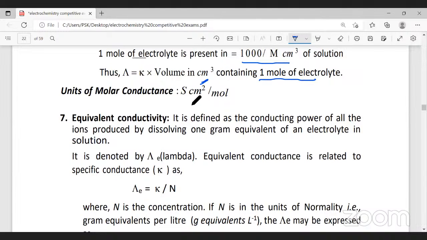So the unit for molar conductance, they can ask you for 1 mark. It is Siemens centimeter square per mole. Siemens centimeter square per mole. Can you remember this?